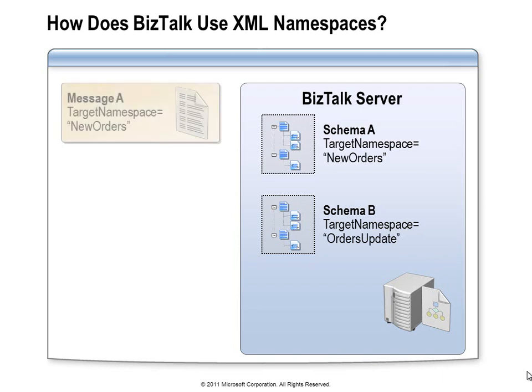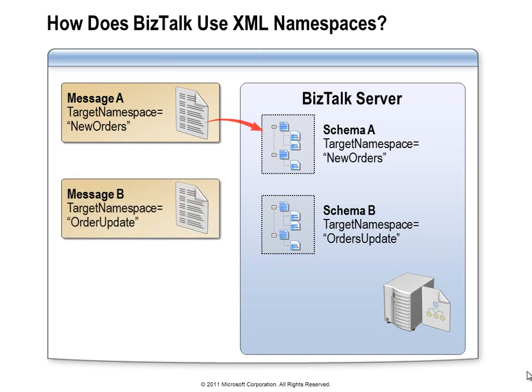So in our scenario, we will have configured BizTalk to examine any new message it receives and determine the type of message that it is. And so it will perform the lookup and find the matching schema. It will use the rules of that schema to process the message and then submit it to the message box for further processing. And in the same way, we get a second message and it has the namespace order update. It performs the lookup and finds the corresponding schema, processes the message, and submits it to the message box.